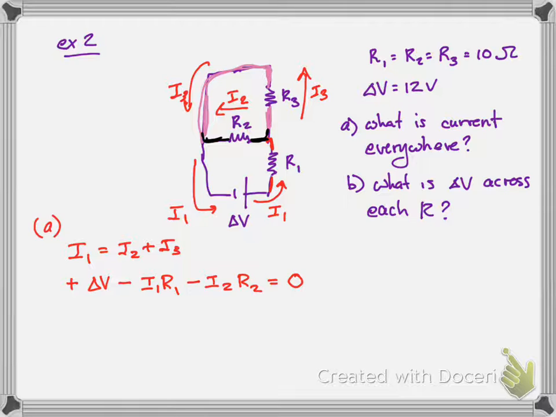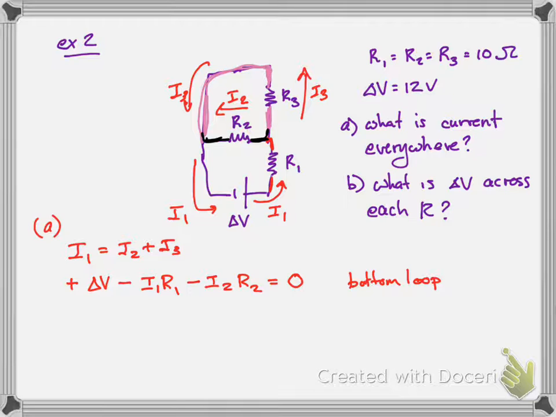So now we've got two equations. We still have three unknowns, right? I1, I2, and I3 are unknown. So let's do another loop. And actually, just to do something different, let me do the top loop. So this is the bottom loop, and let's do the top loop, meaning R2 and R3.